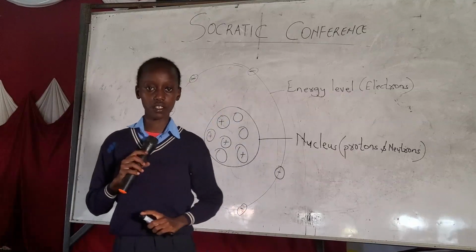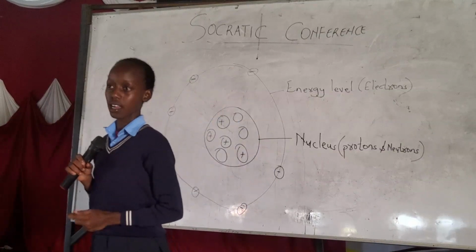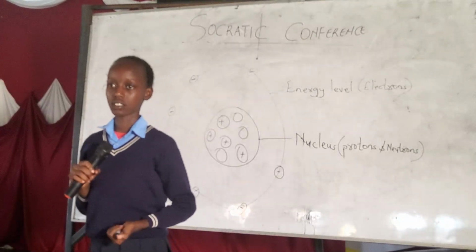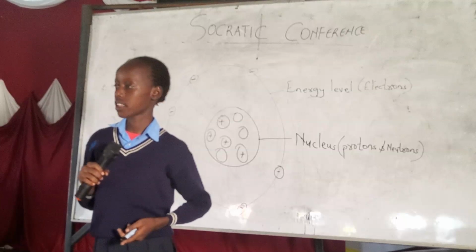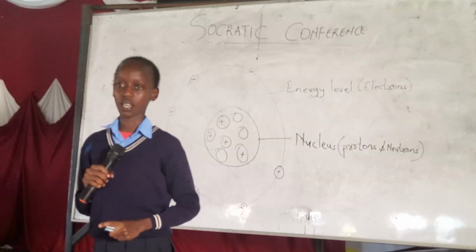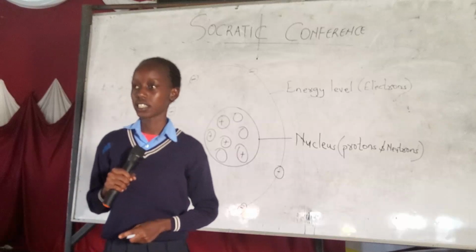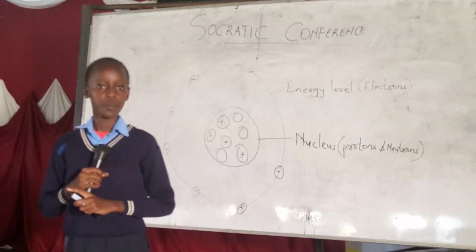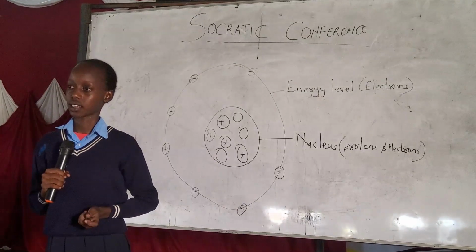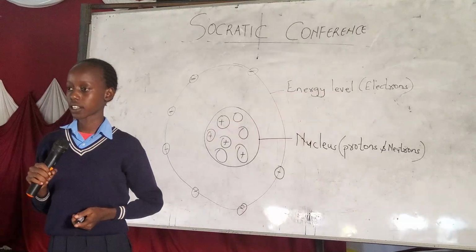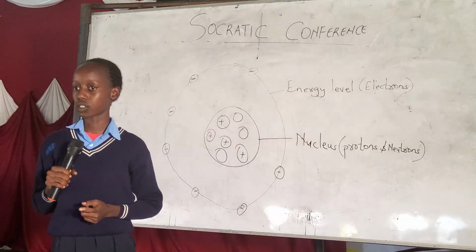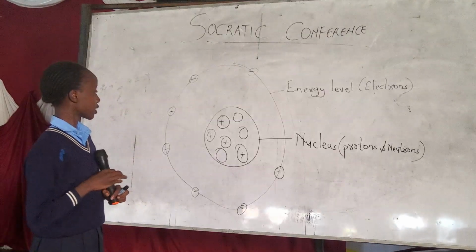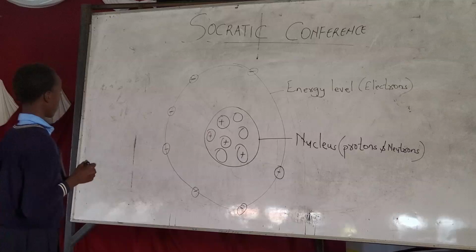Let's go to the atomic number and the mass number. Atomic number is the number of protons in an atom, whereas the mass number is the sum of protons and neutrons of an atom. For example, sodium has an atomic number of 11 and a mass number of 23.